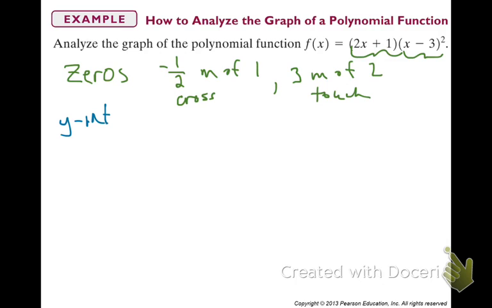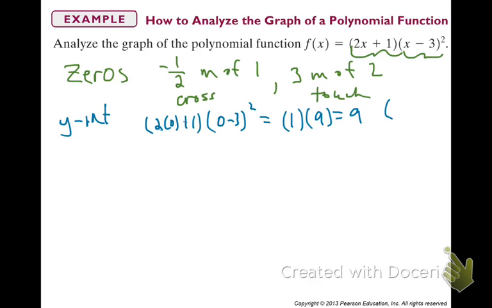Okay. We need the y-intercept. Remember, the y-intercept is when x equals 0. So let's put in a 0 for the x. So we would have 2 times 0 plus 1, and 0 minus 3 squared. So 2 times 0 plus 1 would just be 1. And 0 minus 3, so negative 3 squared would be 9. So that would just be 9. So we have our y-intercept at 0, 9.